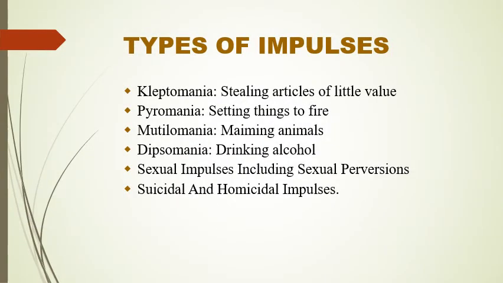There are different types of impulses like kleptomania, pyromania, mutilomania, dipsomania, sexual impulses including sexual perversions, and lastly suicidal impulse and homicidal impulses. Kleptomania means stealing of articles of little value. Pyromania means setting things on fire, and mutilomania means maiming of animals. Dipsomania means drinking alcohol, or an alcohol drinking habit. Sexual impulses including sexual perversions are considered as impulses, and suicidal impulse, and finally homicidal impulse.